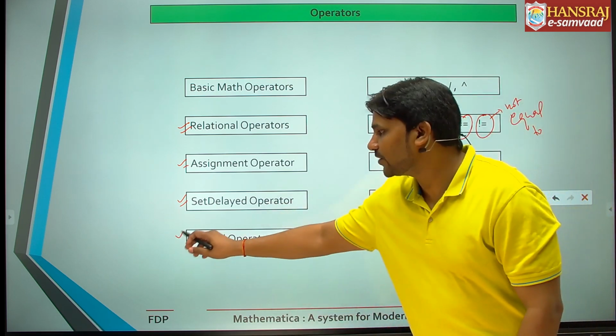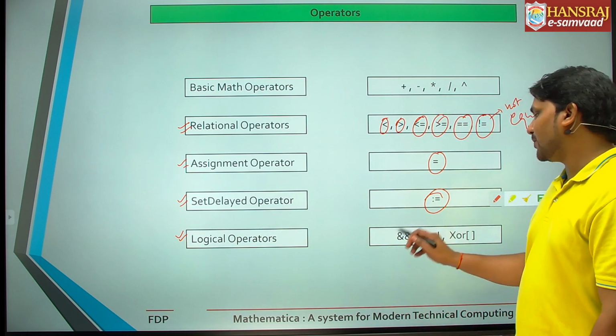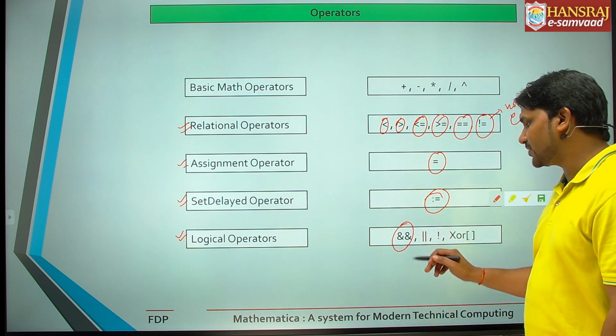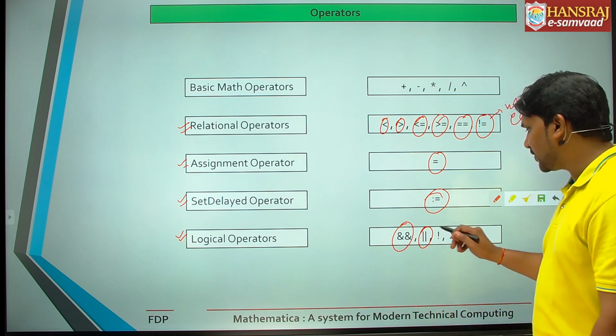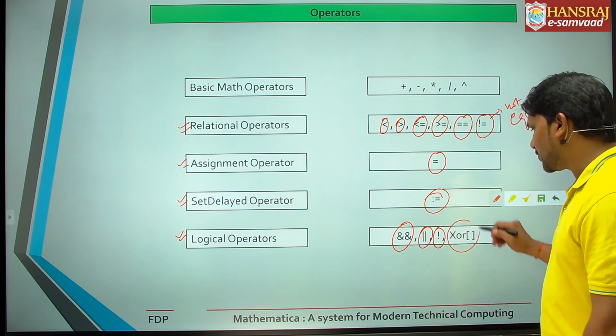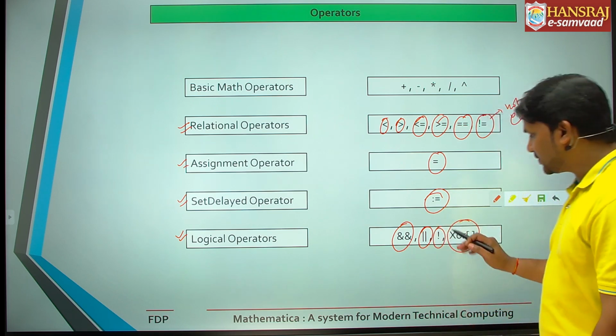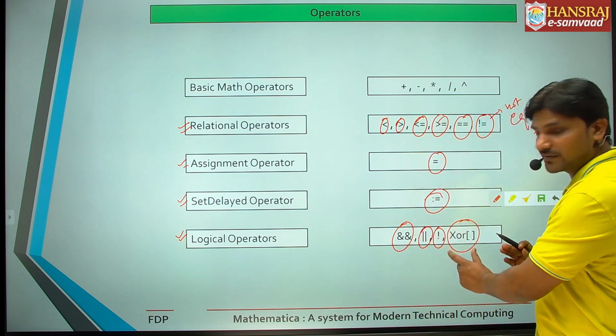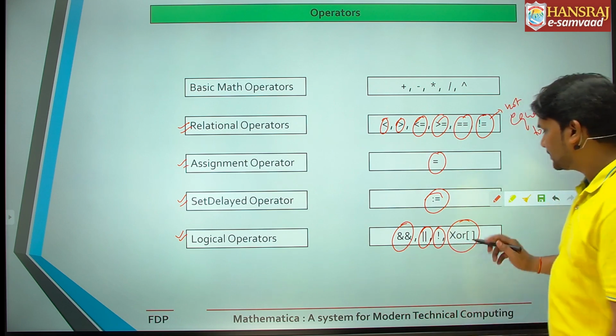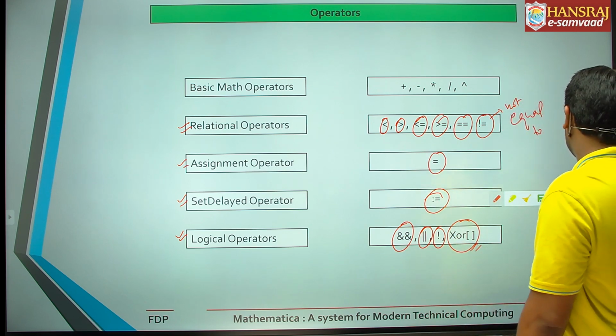Another are the logical operators. You can use the AND operator, 2 times ampersand, the double vertical bar is the OR operator, then the NOT operator, then the XOR operator. And XOR is not like all the other operators, it is like a function or a symbol. So you can use that also.